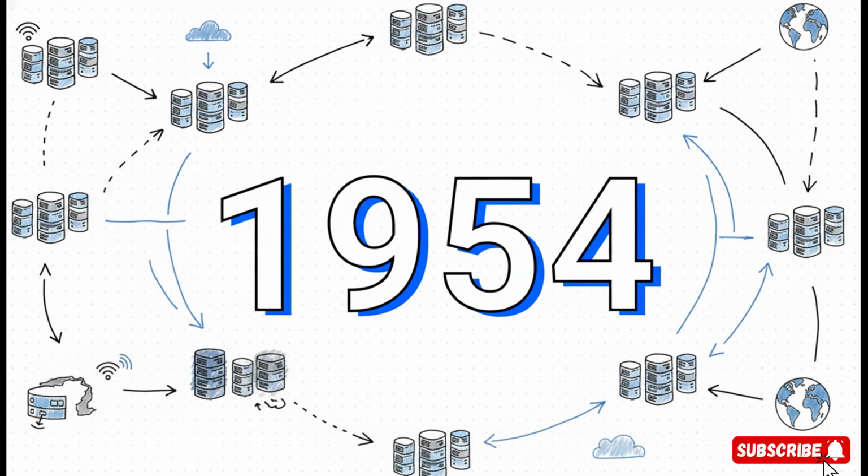So when your computer reaches out to one of those 13 logical addresses, the internet's routers just automatically direct your requests to the physical server that happens to be geographically closest to you. This guarantees lightning-fast response times and, of course, massive fault tolerance.